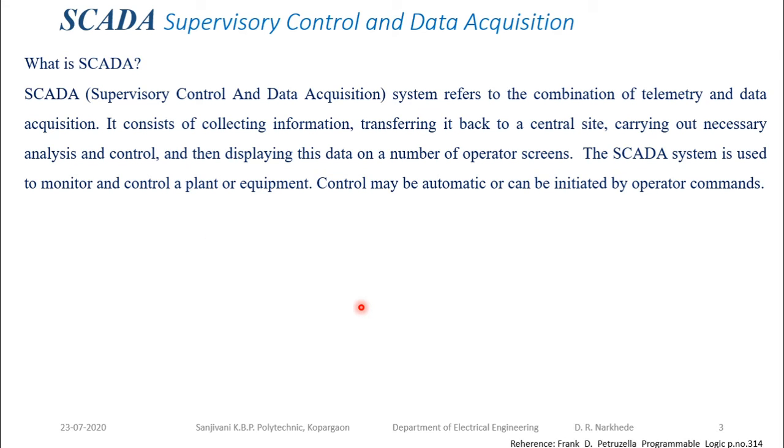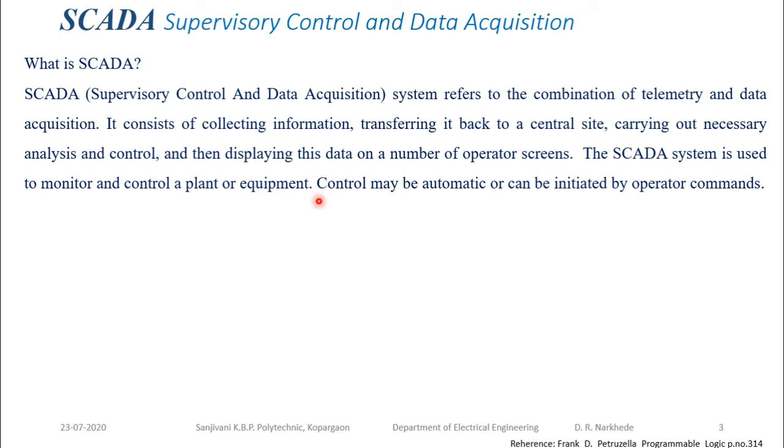On that screen it will display the data which is coming from the system, so the operator can control the system from anywhere. Sometimes the SCADA system is connected to the internet, and with that we can operate the machinery from any corner of the world. So the complete machine movement is observed on the operator screen. The SCADA system is used to monitor and control the plant or equipment. So this is the basic function of the SCADA system.